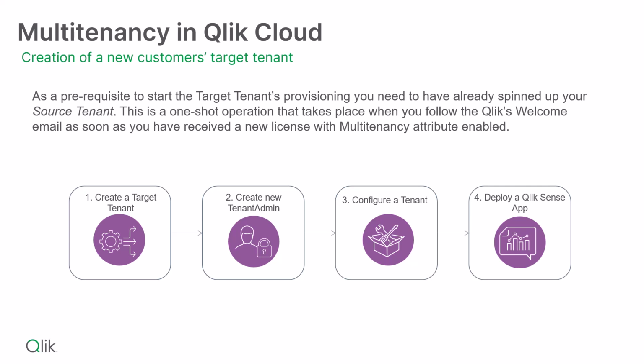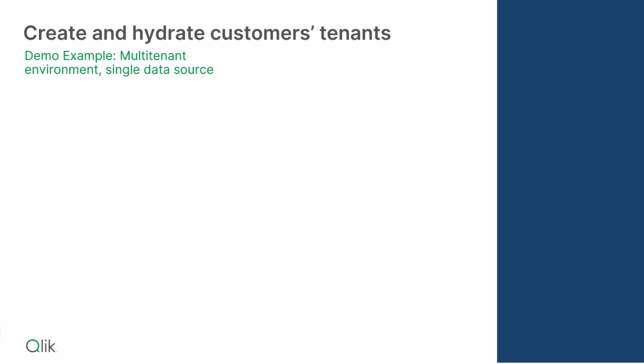In this demonstration, we will instead see how to create a target tenant, how to configure a new tenant admin, and how to configure the tenant in general by creating an OAuth token within the tenant and creating the right spaces to host the application that we are going to import. Finally, we will deploy a Qlik Sense application that was a template in the source tenant, but that now will be an app ready for production in the target tenant. So in this video, we are going to see a demo on how to create and hydrate the end customer tenant.